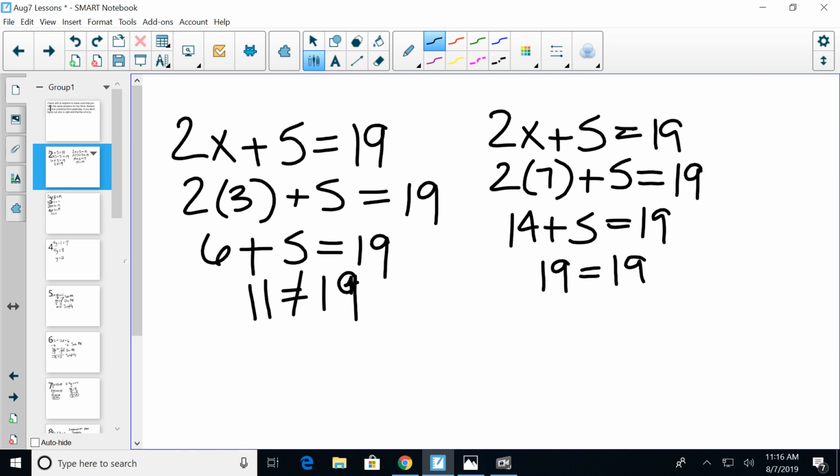So we have to always have our solution statement. So the solution statement for this problem was x equals 7. All right, number 2. You know who you are?